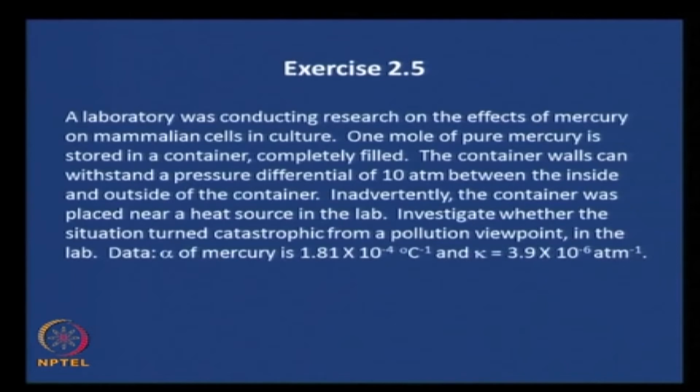To do that, some data that may be helpful, if you take that route, is that the isothermal expansivity alpha of mercury is 1.81 times 10 power minus 4 per degree C, and the compressibility kappa is 3.9 times 10 power minus 6 per atmosphere. Please go ahead and work it out. Please take about 10 minutes to begin with before I present the solution.